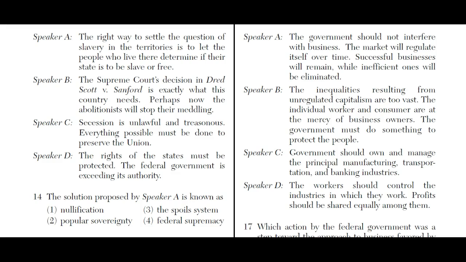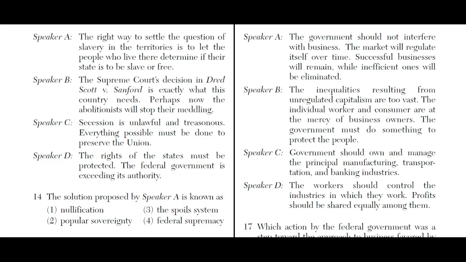We'll let them vote. Speaker B says, the Supreme Court in Dred Scott versus Sanford is exactly what this country needs. Dred Scott, remember, was the Supreme Court case where the Supreme Court said, once you're a slave, you can never be free. No black man has any rights anybody needs to respect. And if a slave comes north into the free states, even if his master brings him there, he doesn't get his freedom. Speaker C says secession, that is, leaving the country, is unlawful and treasonous. Everything possible must be done to preserve the Union. Speaker D, the rights of the states must be protected. The federal government is exceeding its authority.